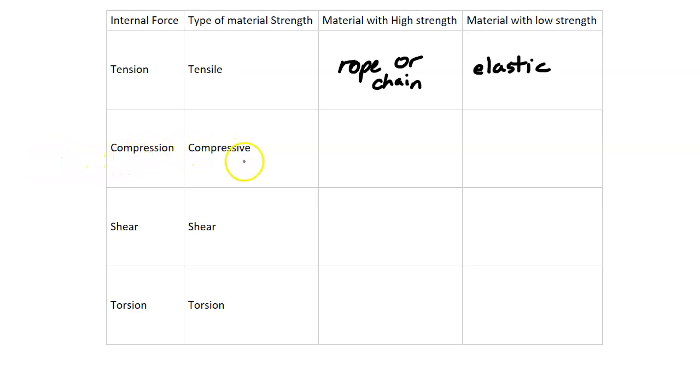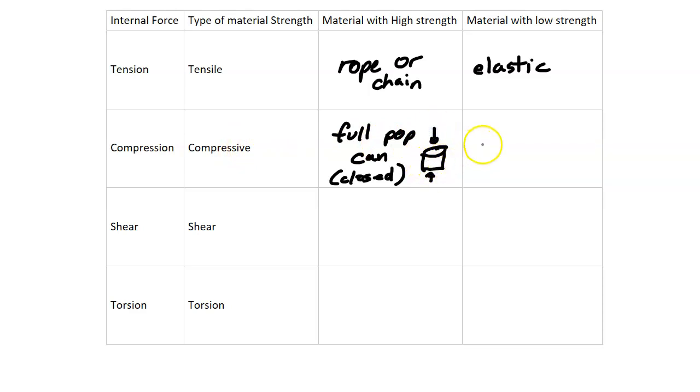If we take a look at a compressive force, let's say like a full pop can, right? Now I should emphasize that this is probably closed. It is going to have a very high compressive strength. If we were to try to squish that can, we would have a very tough time doing it. But the empty one will wind up squishing with a lot less force. And so the empty pop can has a low compressive strength. The full pop can has a high compressive strength.